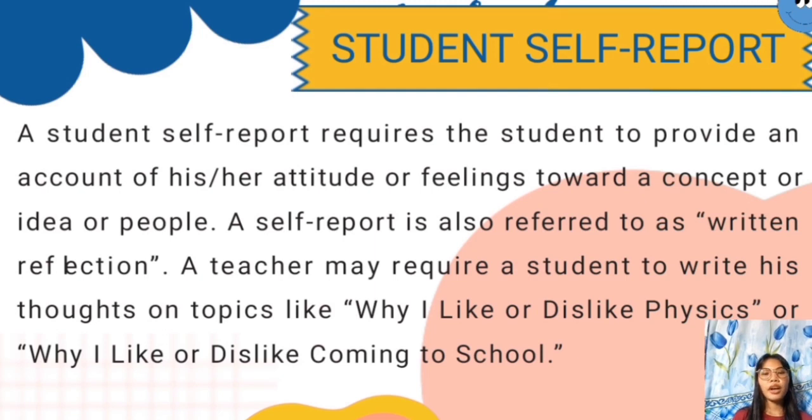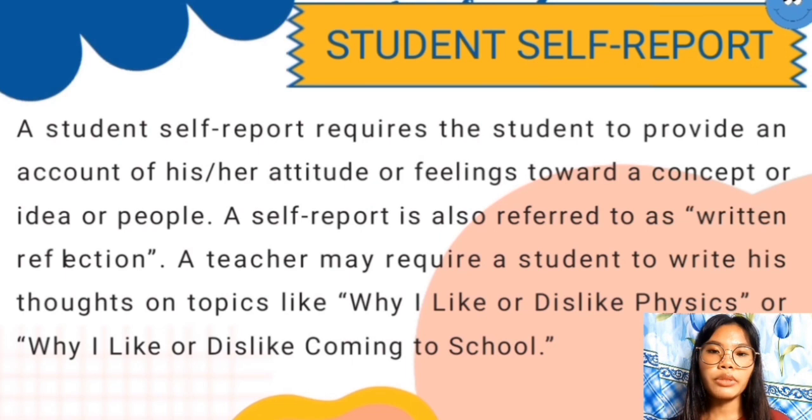The next method of assessing learning in the affective domain is student self-report. A student self-report requires the student to provide an account of his or her attitude or feelings toward a concept or idea or people. A self-report is also referred to as written reflection. A teacher may require a student to write his thoughts on topics like why I like or dislike physics, or why I like or dislike coming to school. The best and easiest way to assess these affective measures is to use self-report.